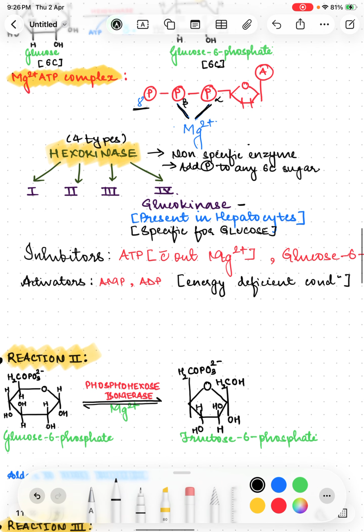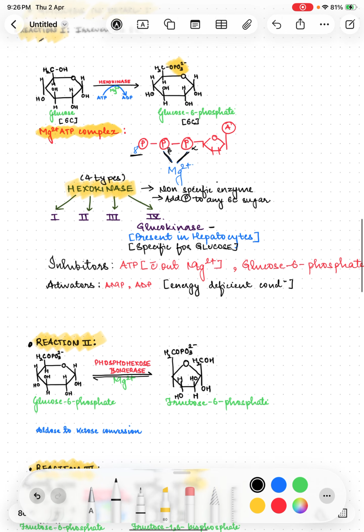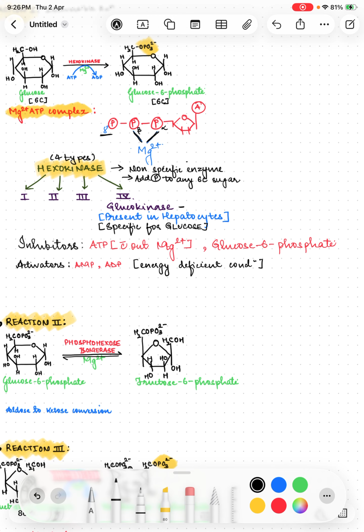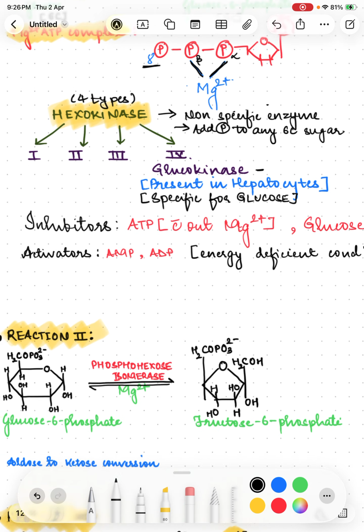Now the inhibitors and activators of hexokinases are as follows. ATP, when present without Mg2 plus, is an inhibitor of hexokinase, and glucose 6 phosphate, when present in excess amount, can also act as an inhibitor of hexokinase. AMP and ADP, which suggest an energy deficient condition, are activators of hexokinase.